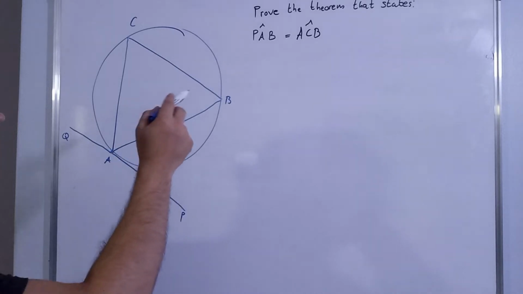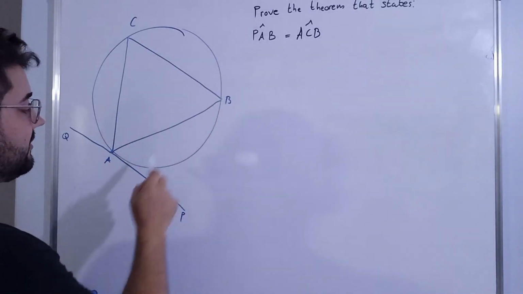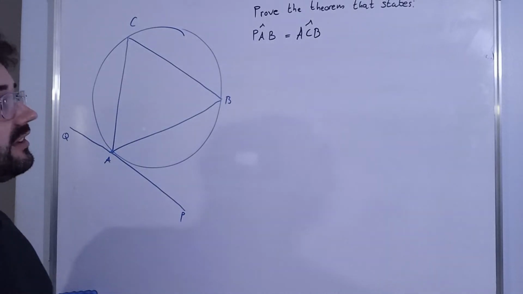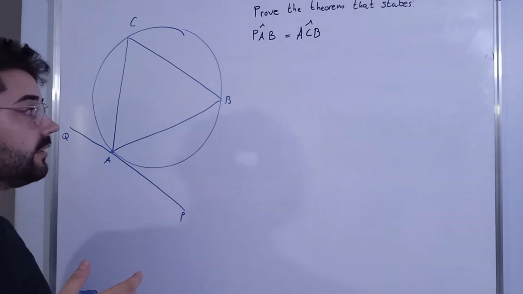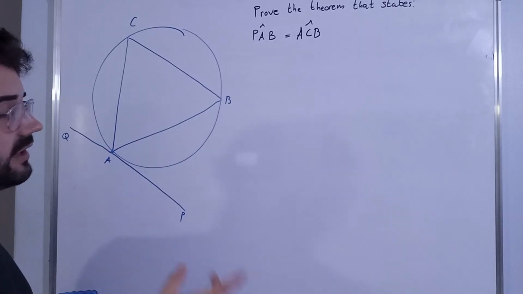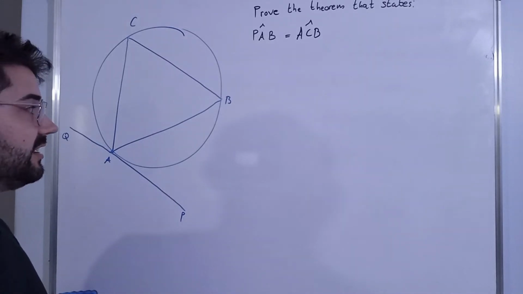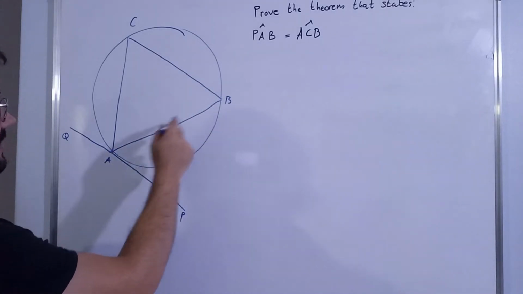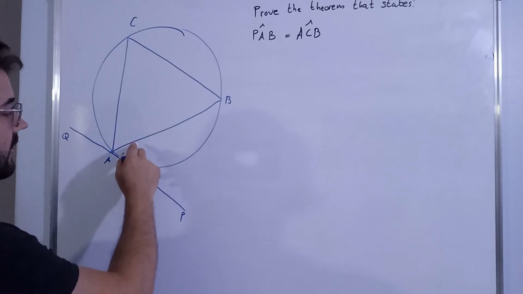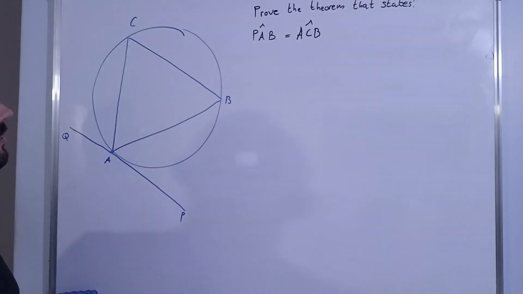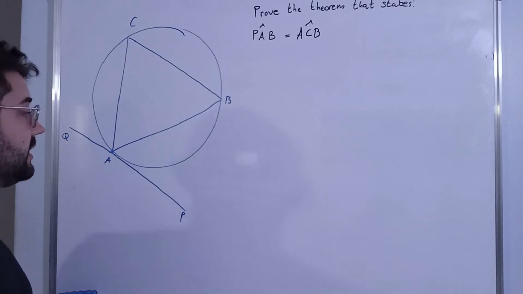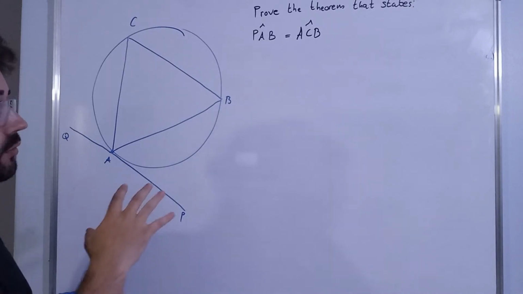So they could present it like this: they say, prove the theorem that states PAB is equal to ACB, or they could say, prove the Tan-Chord theorem, right? They could say, use the diagram to prove the theorem that says the angle subtended by a chord is equal to the angle between that chord and the tangent. So whichever way they give it, we need to know how to do it. So we must recognize this diagram, and we must know that we need to prove the Tan-Chord theorem when we see this.